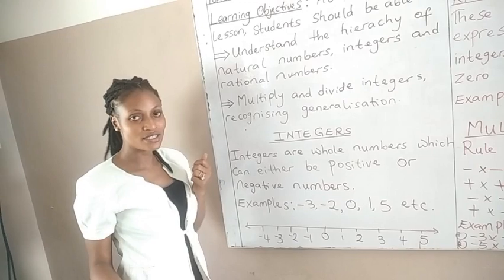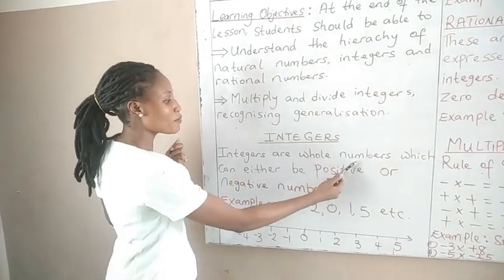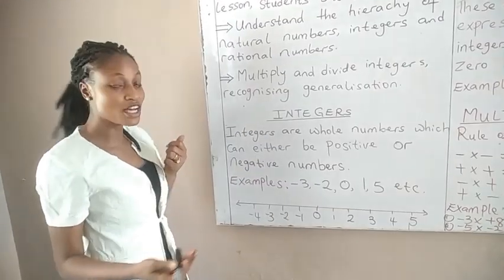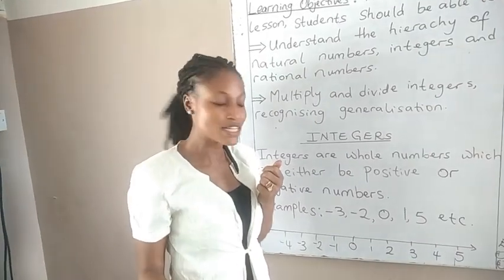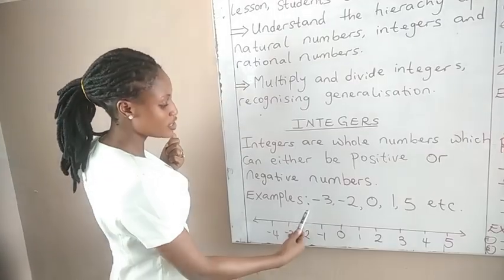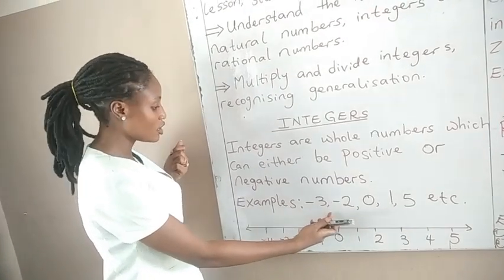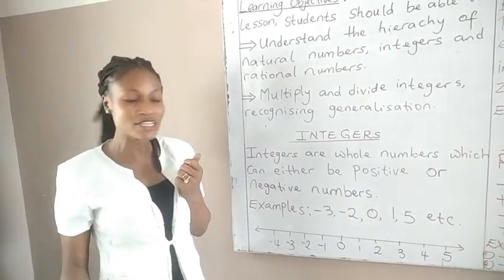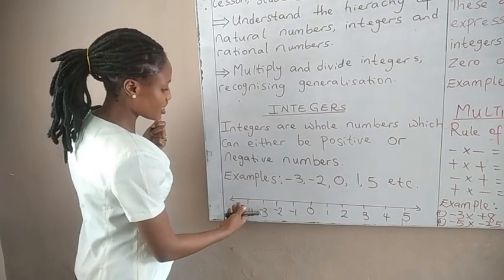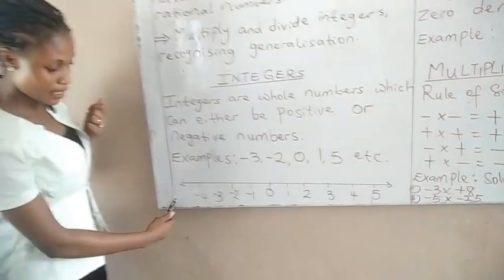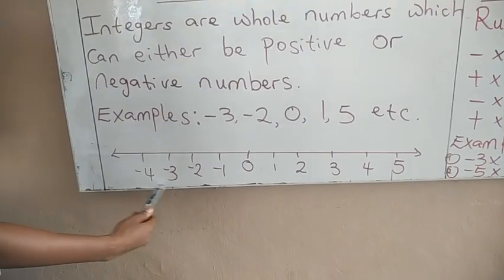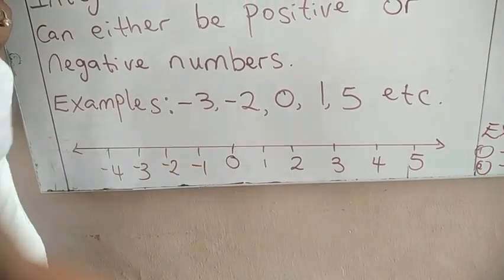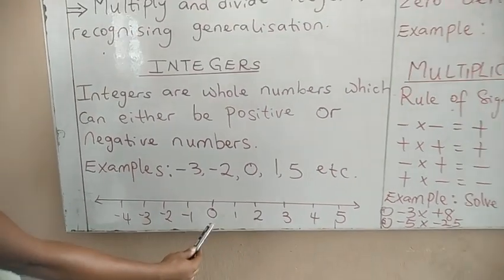Now, what are integers? Integers are whole numbers which can either be positive or negative numbers. Integers do not include fractions or decimals. These are a few examples of integers. Here I have -3, -2, 0, 1, 5. We still have many other integer examples. Integers can also be presented on a number line. Here is an example of integers presented on a number line, ranging from -4 to +5. You can see that this also includes 0.